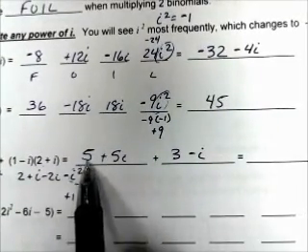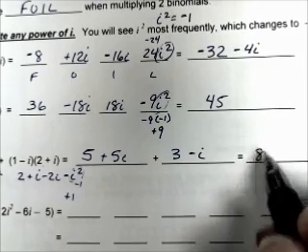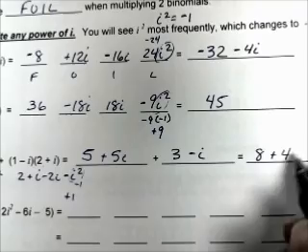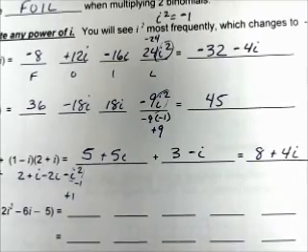And combining, 5 plus 3 is 8. 5i and negative 1i is 4i. So 8 plus 4i.